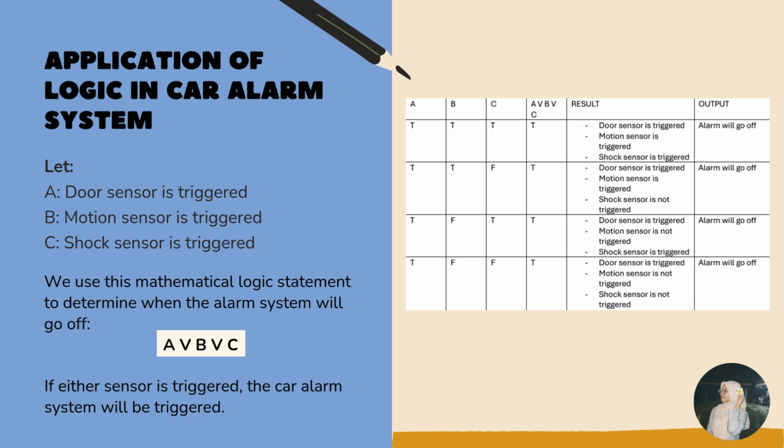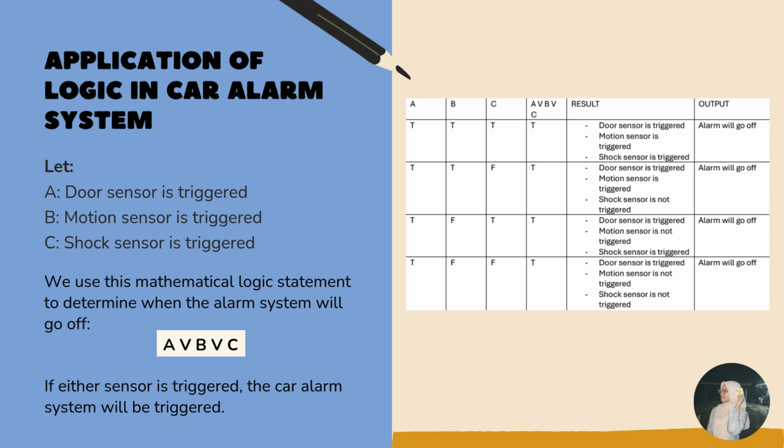We use this mathematical logic statement to determine when the alarm system will go off, which is the statement A or B or C. So if any sensor is triggered, then the car alarm system will be activated. Now for more explanation, let's take a look at the truth table shown here.